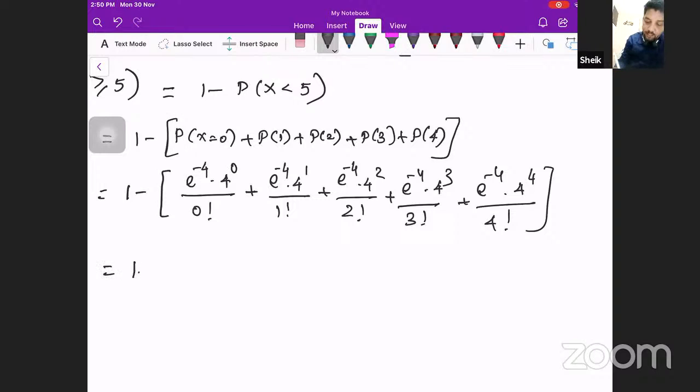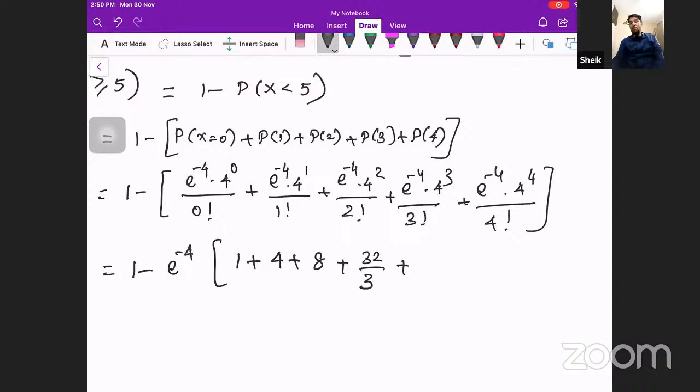Yes, it is 1 minus, I can take e power minus 4 outside. It is 1 plus 4 plus 4 square is 16, 16 by 2 is 8, plus 4 cube is 64, it is 64 by 6. What is it? 32 by 3 I can write. 4 power 4, 64 fours are 256. 256 divided by 24, what is it? 32 divided by 3 only again.